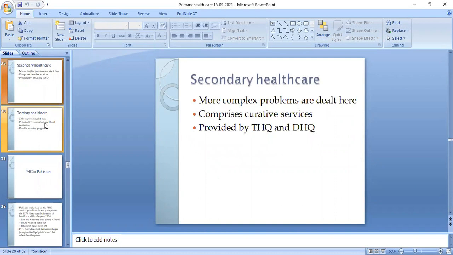Now the secondary health system. It is more complex. In it, more complex problems are dealt with, like obstetrical care, or a person that needs surgery, or ENT or eye care. They will be dealt with in the secondary healthcare facilities, as these facilities are not available at primary healthcare levels. It comprises curative services, and in Pakistan, it is provided by the Tehsil Headquarter hospitals and District Headquarter hospitals.